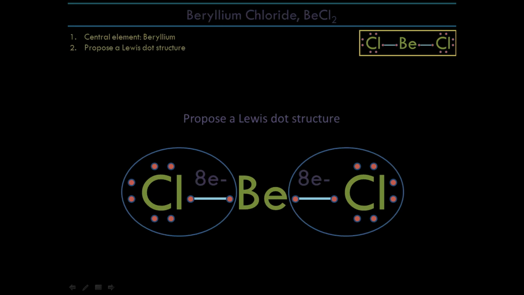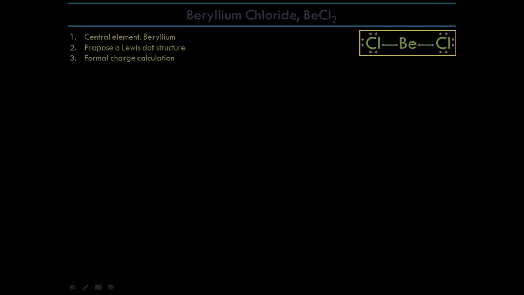So here, let's place the drawing here. Once again, I said that this is an exception to the octet rule. So I'll show you a structure that follows the octet rule for all of these, for beryllium as well. And I'll show you a proof as to why it is not followed here. It is not stable. So the basis of that is the formal charge calculation.